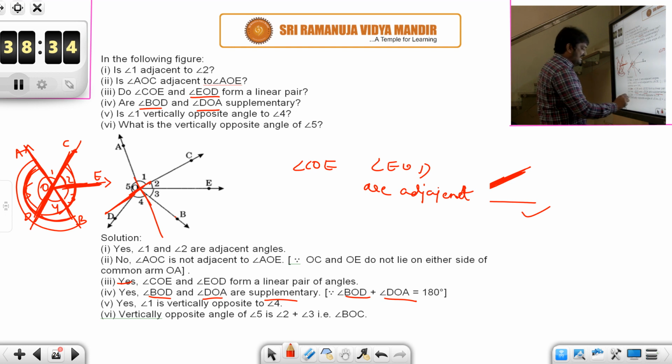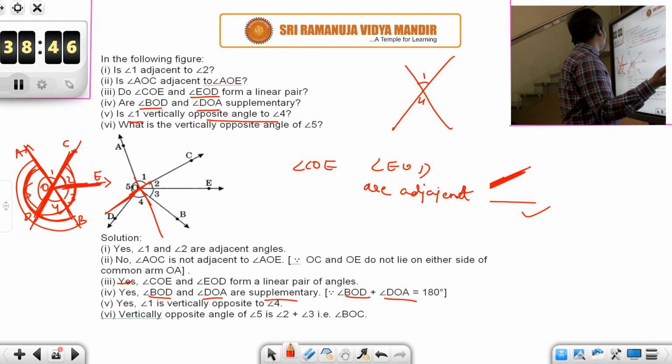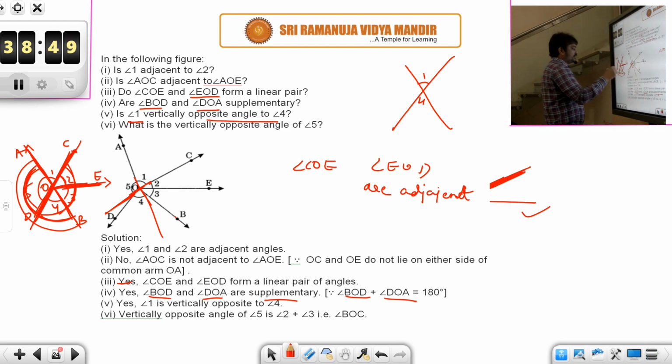And then, is angle 1 the vertically opposite angle to 4? Again, what did we discuss about vertically opposite angles? Whenever two lines intersect, the angles which are opposite are called vertically opposite, right? So clearly here AOB is a line and COD is a line intersecting at O. So angle 1 is equal to angle 4. They are vertically opposite angles.